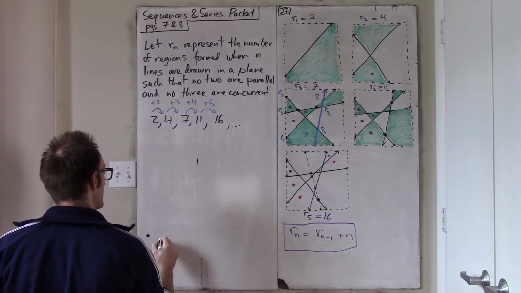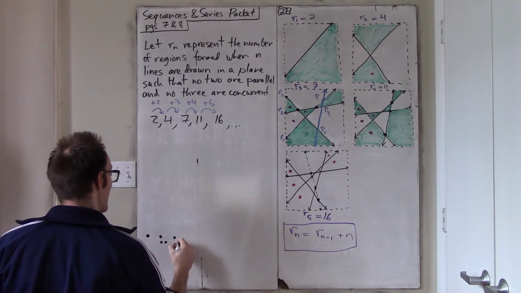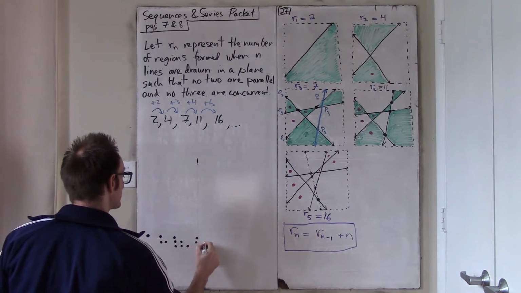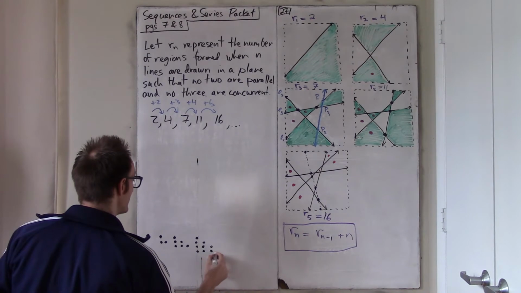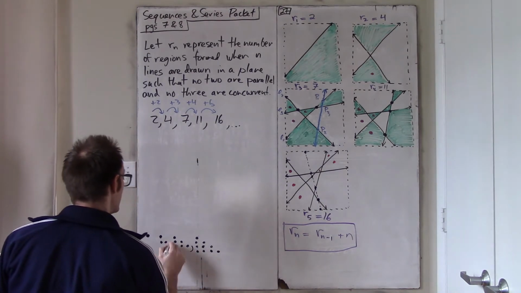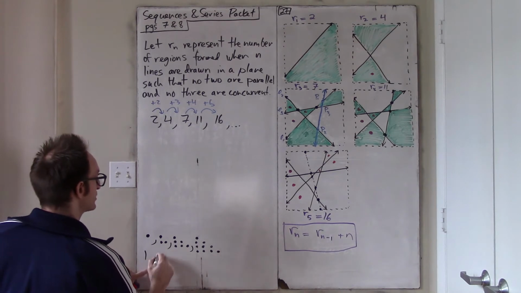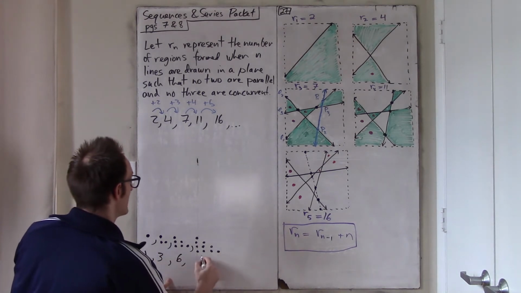There's 1, then you add 2, then you add 3, then you add 4, and we both have experienced these and understand them and know the formula for them. This is the sum of the first 1 numbers, that's 1. This is the sum of the first 2 numbers, that's 3. The sum of the first 3 numbers, that's 6. The sum of the first 4 numbers, that's 10.